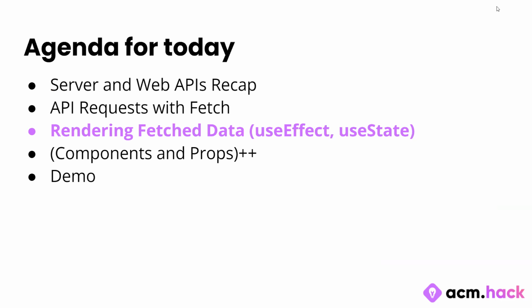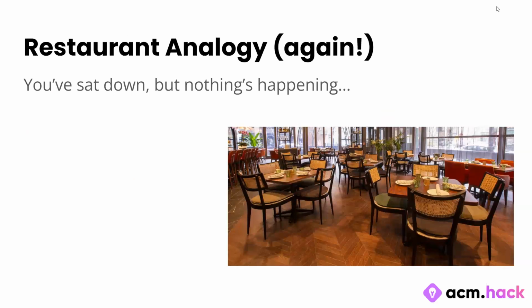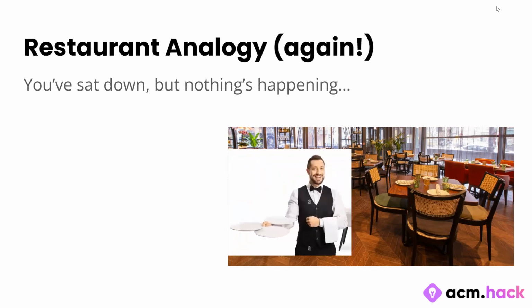Cool, yeah. So we're going to be telling another story during this. This time we're going to go back to the restaurant analogy that we were using in the previous workshop. Let's just say you go to a restaurant, and you sit down at a table, but nothing's happening. More than likely what you'll want to do is have some sort of waiter come to you so you can actually order your food.